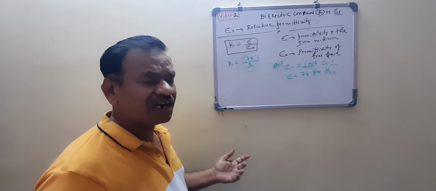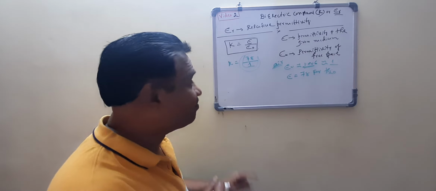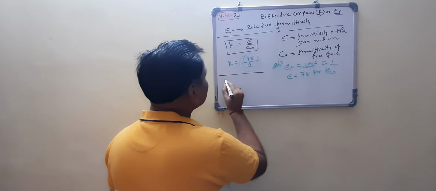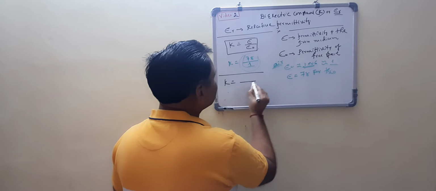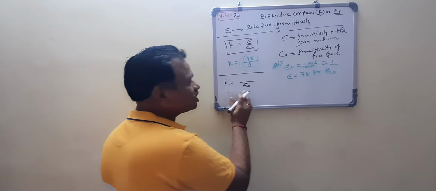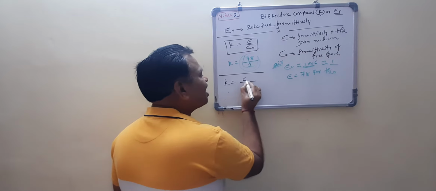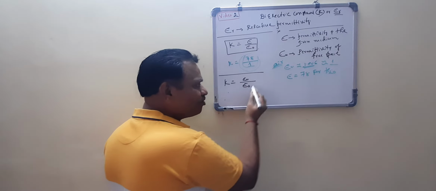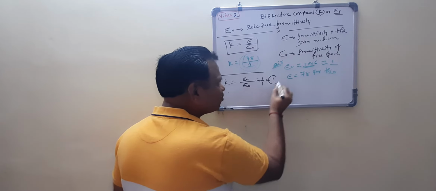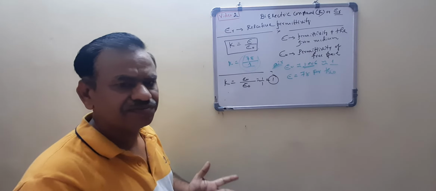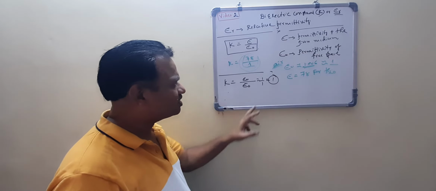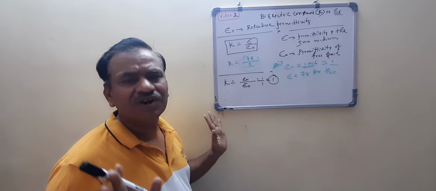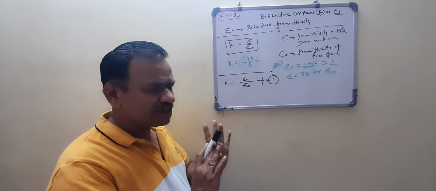What is the dielectric constant of air? If I ask that question, it means everything we are comparing with respect to air. I am comparing air with respect to air only. It is 1 by 1, equal to 1 only. The dielectric constant of air is 1 only.